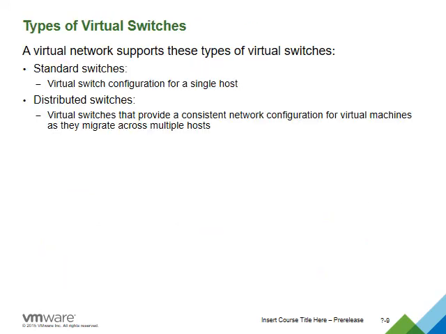Types of virtual switches. A virtual network can contain these types of virtual switches. Standard switches. These are virtual switch configurations that are at the host level, the ESXi host. Distributed virtual switches. These are virtual switches that provide a consistent network configuration for virtual machines as they migrate across multiple hosts. This switch, a distributed switch, lives in vCenter.